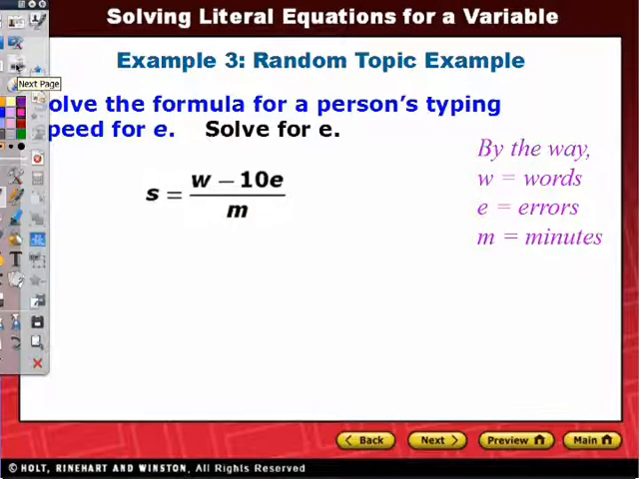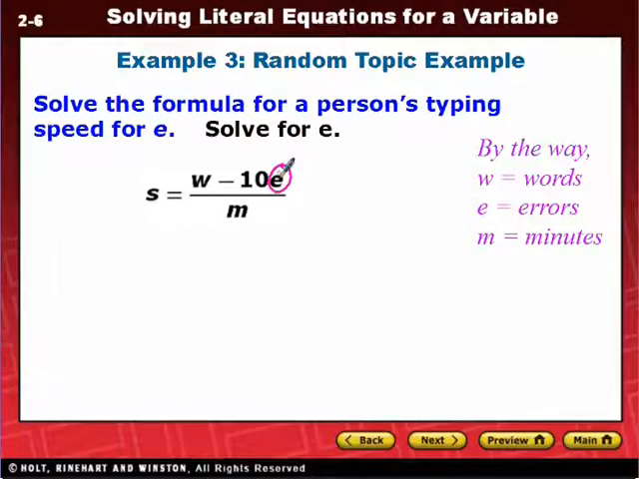Instead of having an earth science example, we're going to put in this random example, so you can cross out earth science and write random typing example in its place. Okay. And I like this formula just because it is really random, but kind of handy at the same time. So if we want to find your typing speed, we take how many words you can type in a certain amount of time, which we give in m minutes, and we subtract out 10 times your number of errors. So words minus 10 times your number of errors, and we divide that by how long you typed. But now we're going to try and solve for e.